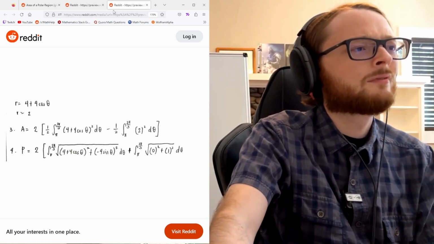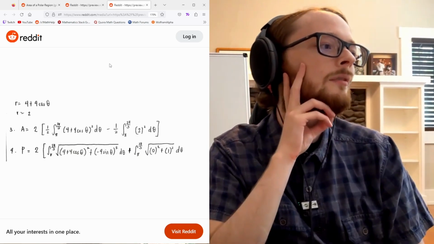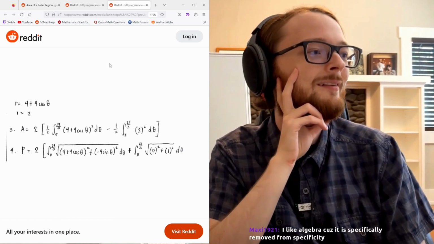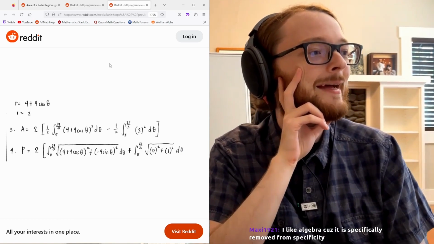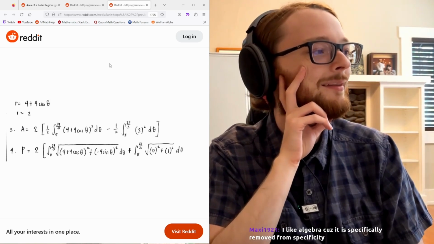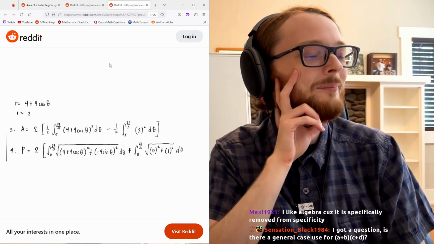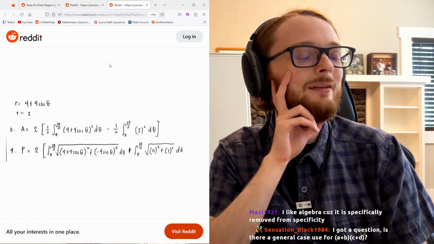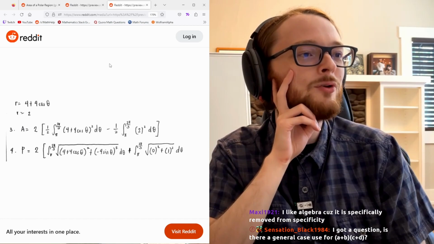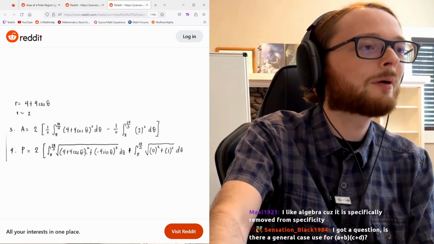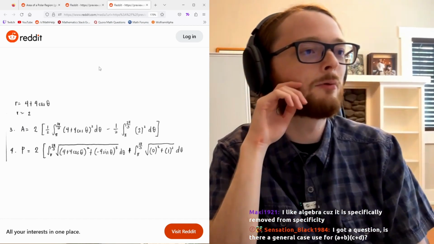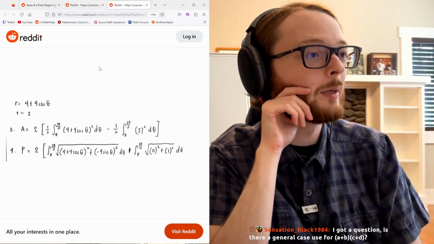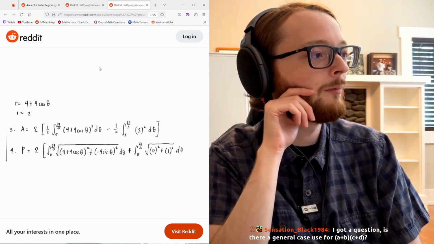So they got you because it's specifically removed from specificity. Oh yeah, I don't like algebra in particular, but yeah, I'd much rather do a problem like this. A problem like this is much easier for me to do than a related rates problem or something that's more applied. Although I still really like applied problems. They're just harder.